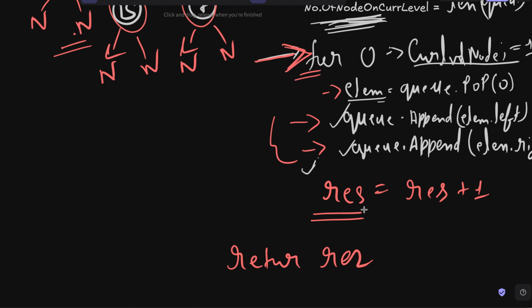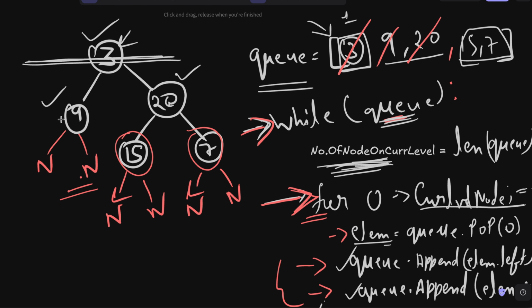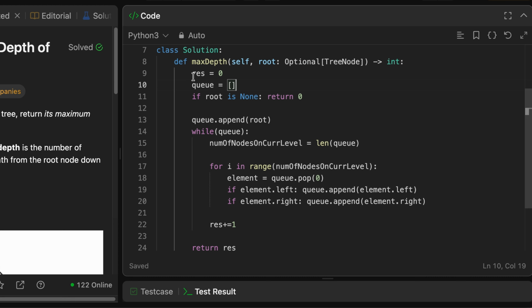So the res variable will tell us how many levels we have traversed with the help of BFS, and the number of levels is basically the depth of the tree. Now let us go through the code also. Here we have res equal to 0. It will be the answer that we are going to return.